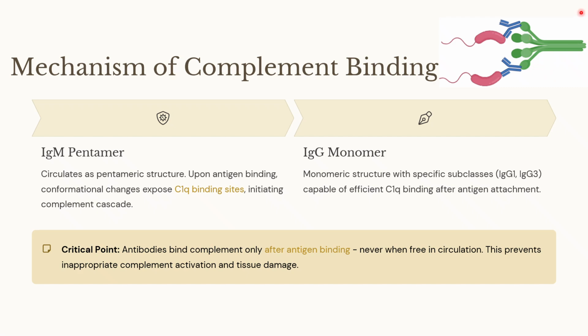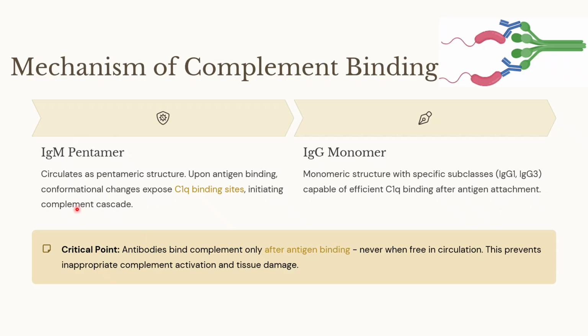Once this complement is bound, it acts in 3 ways. First, it will form membrane attack complexes that punch holes in the pathogen. Secondly, it will enhance phagocytosis through opsonization. And finally, it will recruit immune cells using anaphylatoxins like C3a and C5a.